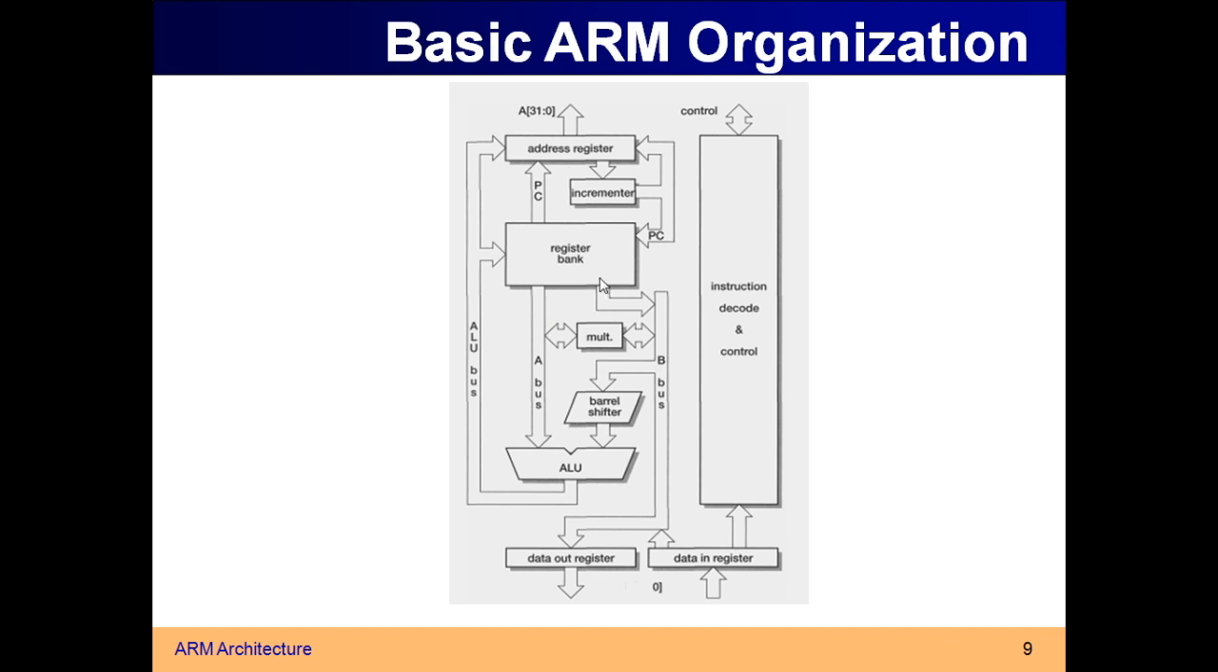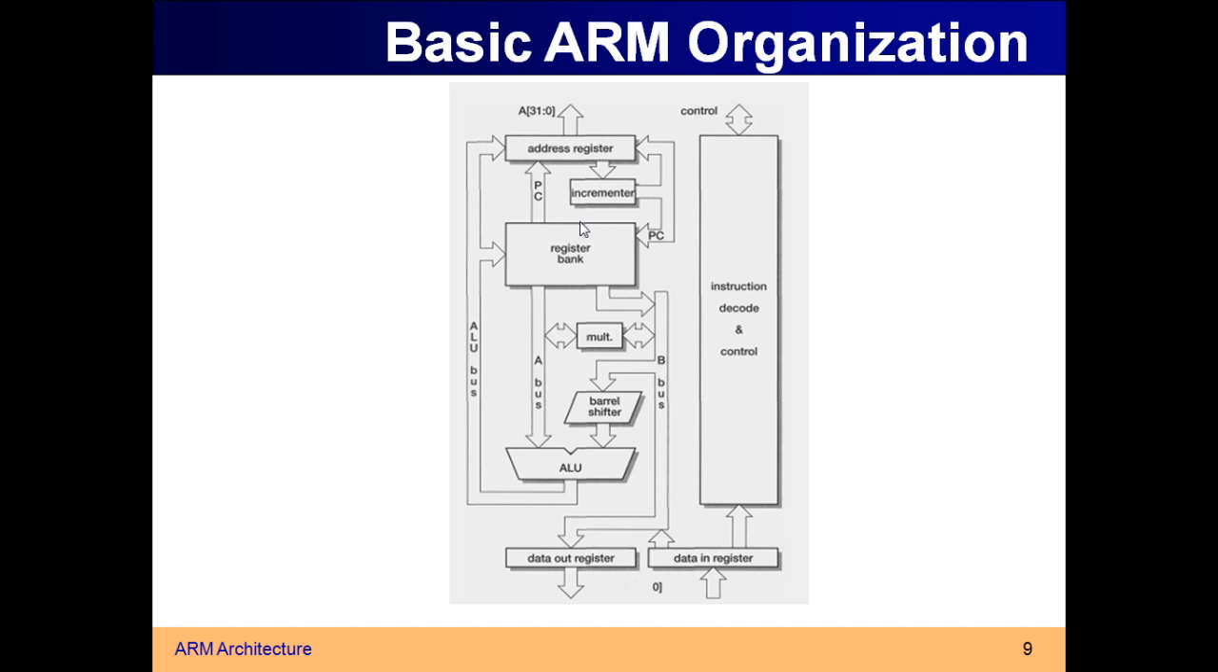These two data will be taken to the ALU. The operation, whatever arithmetic or logical operation, will be performed in the ALU, and the result will be stored back to the register file, right? This is a load operation: from the memory you are taking data to a register. Then this is known as a store operation, right? Then here you can see the incrementer block. The incrementer block is used for auto increment and auto decrement addressing modes, right?